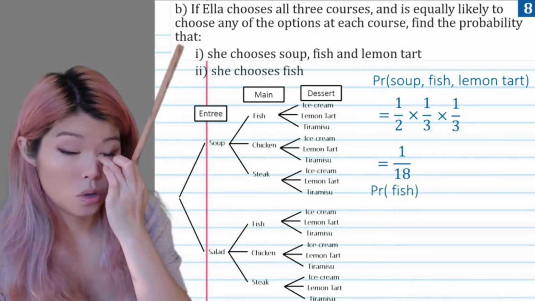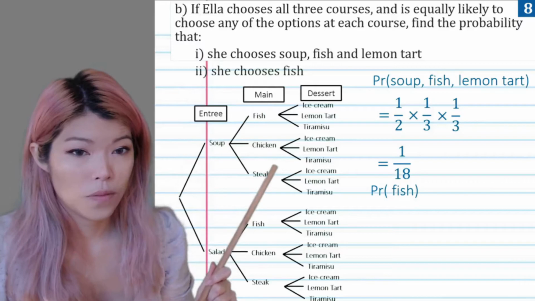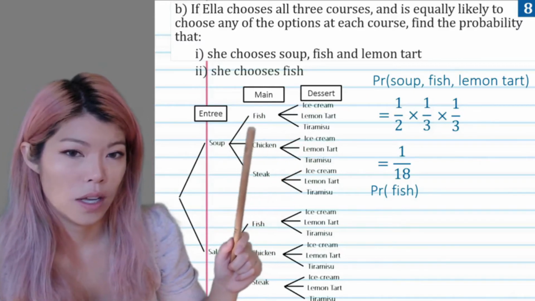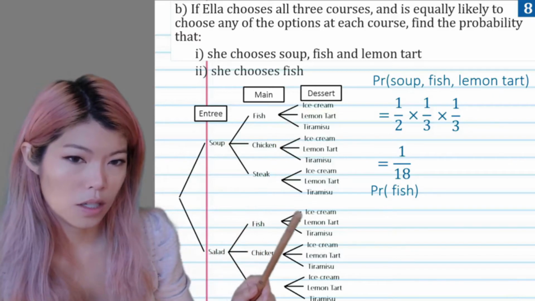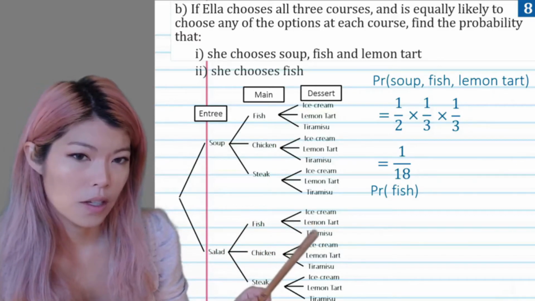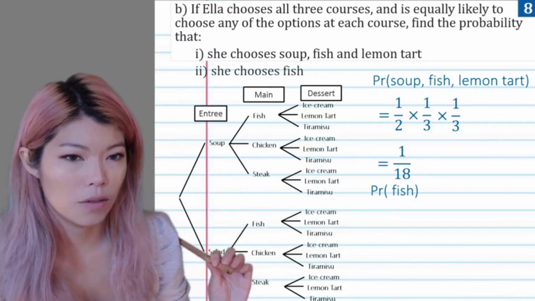What about she chooses fish? Well, if she wants to have fish, that means these 3 options up here or these 3 options down here. So that's 6 out of 18, or in other words, a third.